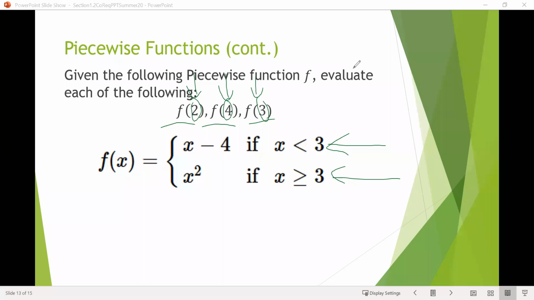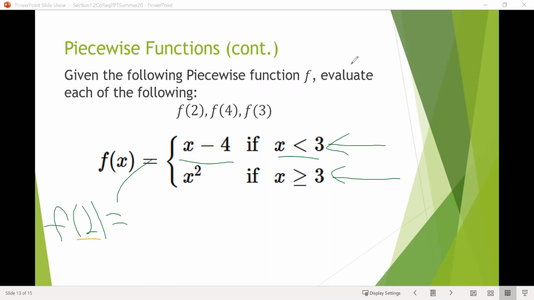So for example, we're finding f of 2. Well, notice this first formula up here, the x minus 4. We use that if x is less than 3. So in this case, is the value we're using as our input, is that less than 3? Yes, it is, right? So it tells us we will use this formula here to find f of 2. So we'll do 2 minus 4, which will give us negative 2. Okay, so f of 2 is negative 2.